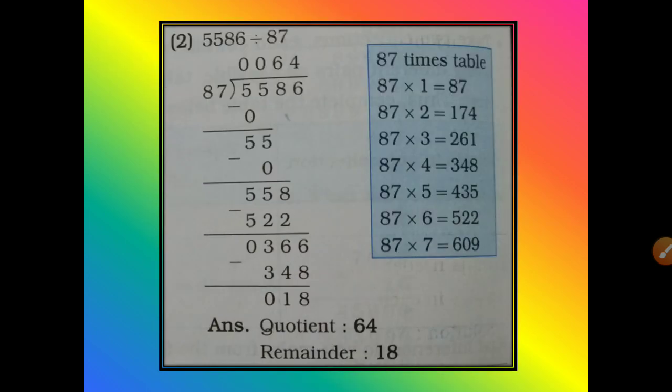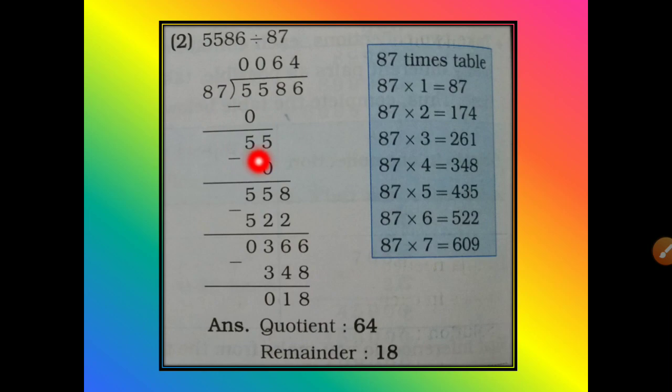Question number 2. 5586 divided by 87. Write this. 5586 divided by 87. Again first we will see the first number, that is smaller than 87. 5 will not come in the table of 87. So we will write 0. 87 zeros are 0. 5 minus 0, 5. Now copy the second number, that is 5.